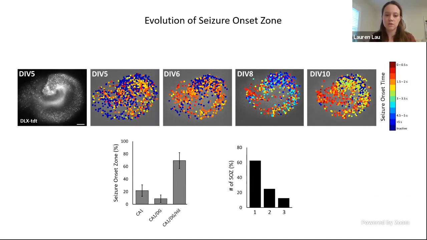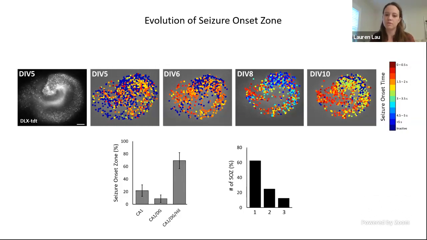And once that seizure onset zone was solidified, at least in this model, it seemed that all of the seizures began with activity in the CA1, often also with activity in the dentate and hilus. And in general, once an onset zone was developed, it was very consistent. So for 60% of our slices, they had only one seizure onset zone type, and this was consistent even across the different types of onset.